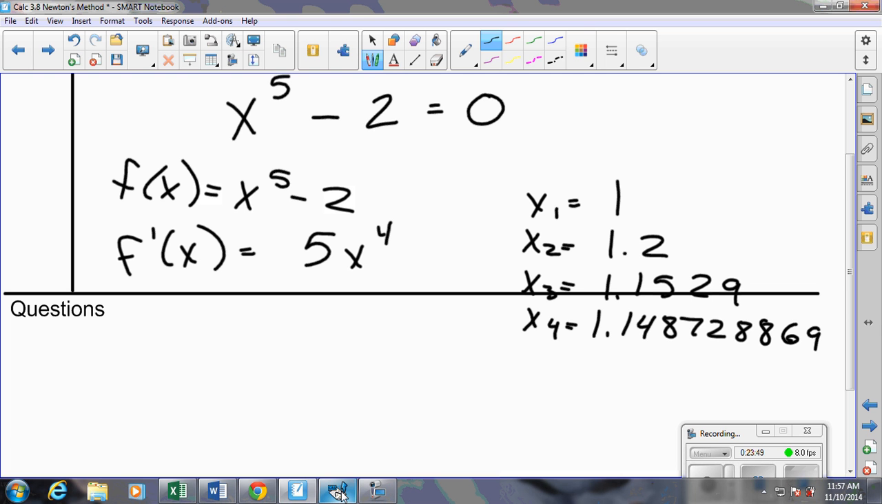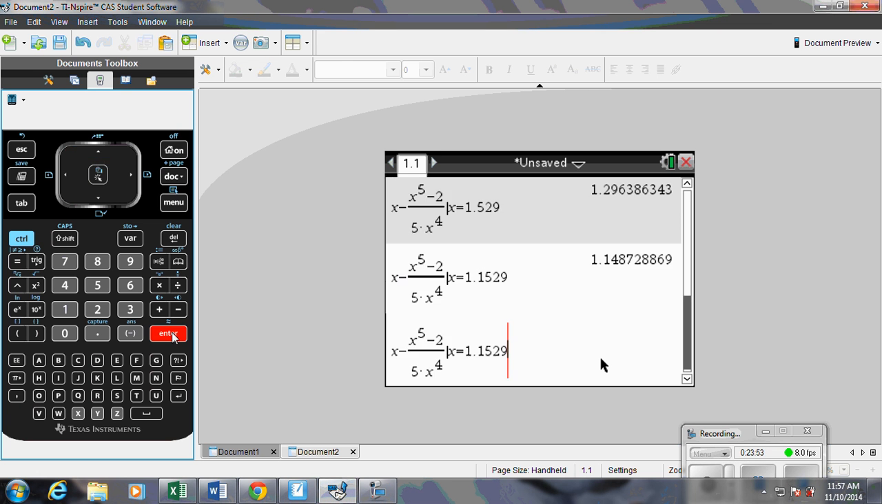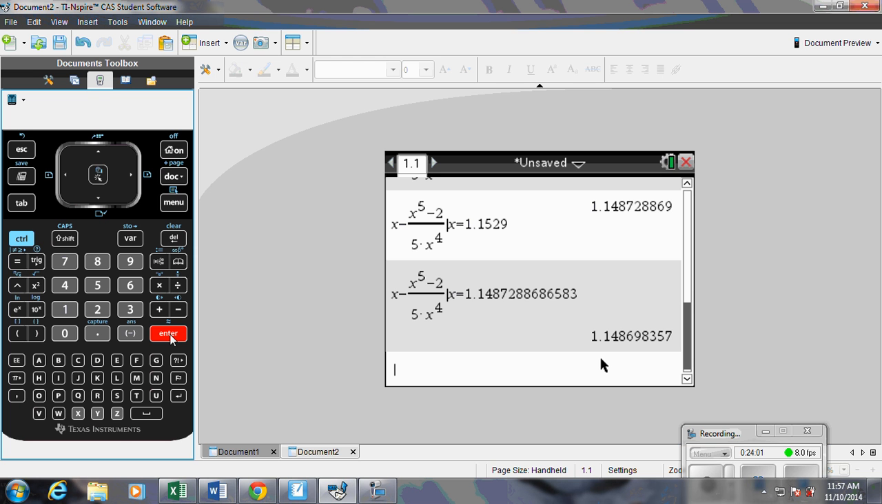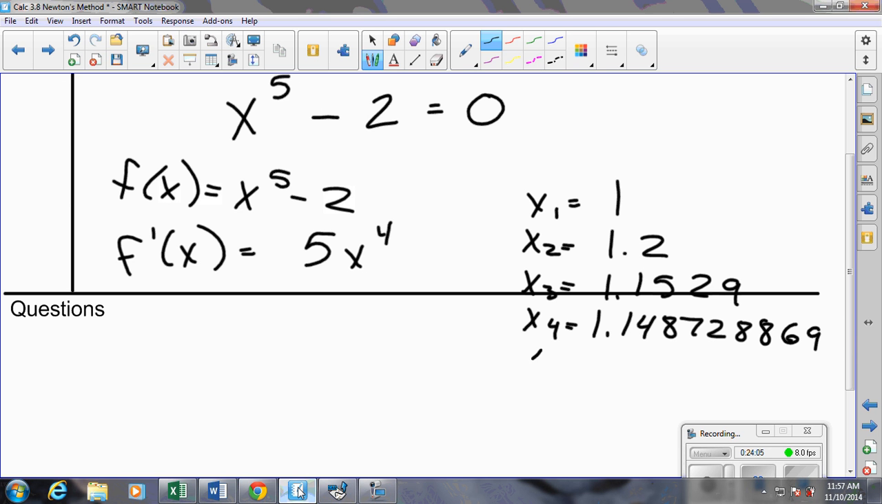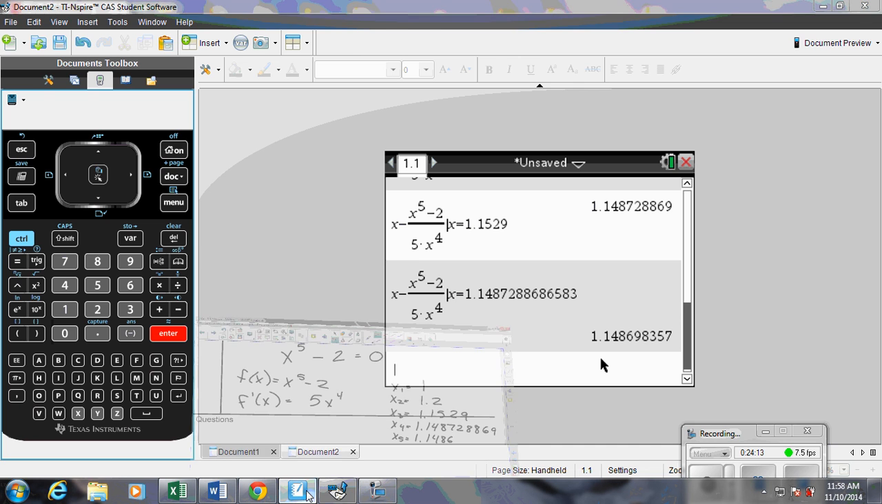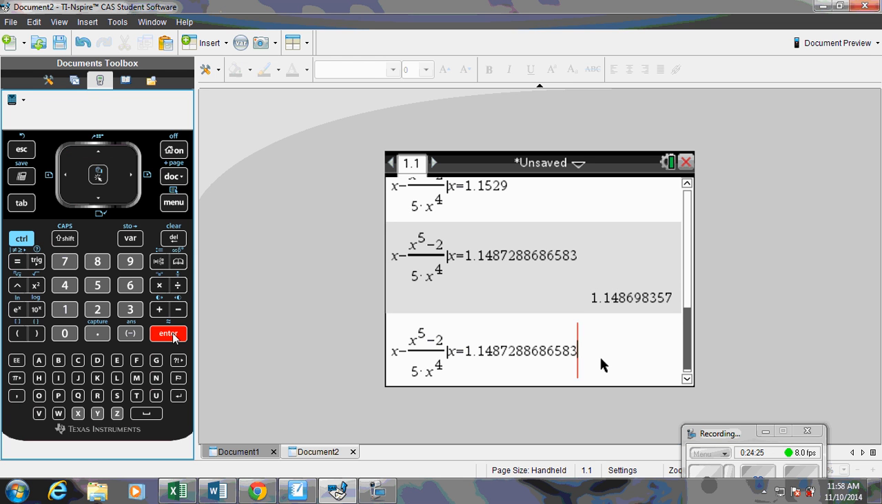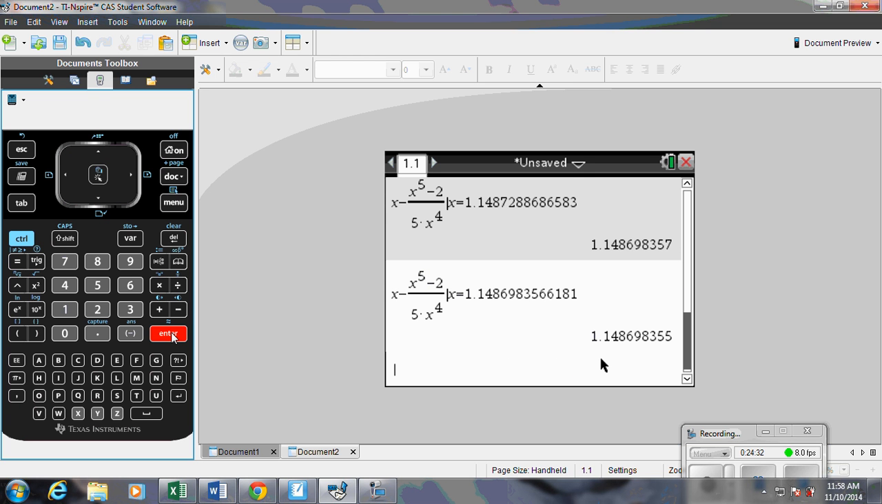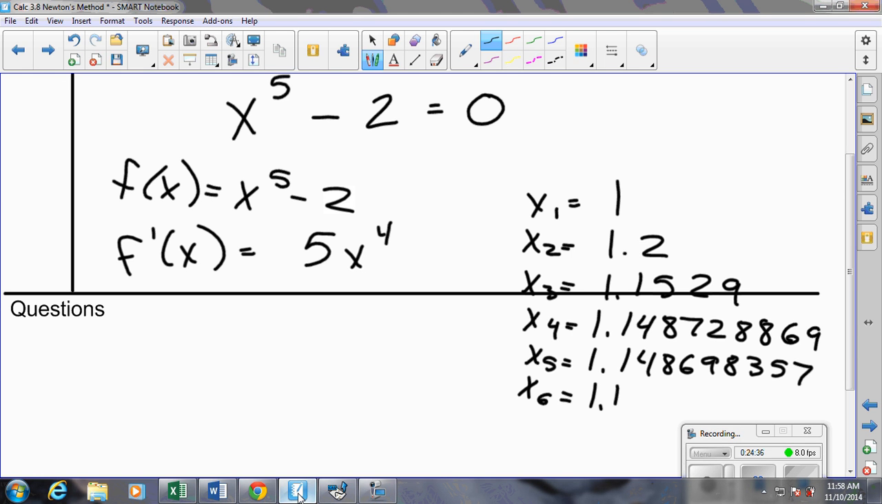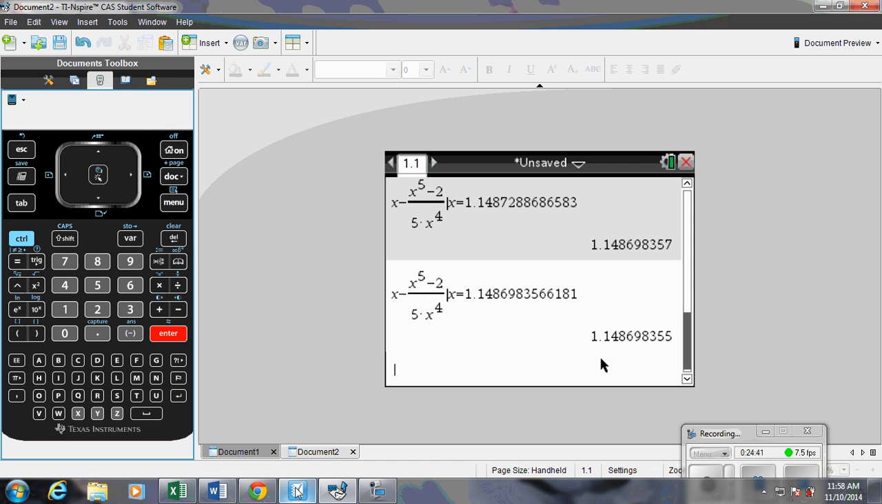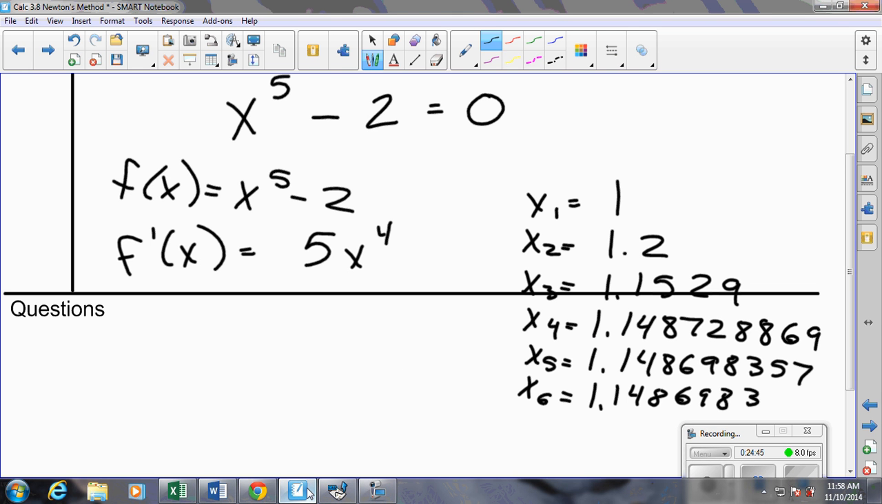And so now we'll come back and say, calculator, the same piece. Given that x is equal to 1.1486, we get 1.148698357. Okay, and we'll have to do this again. How will I know when we're done? We get 1.14869835, 8355.